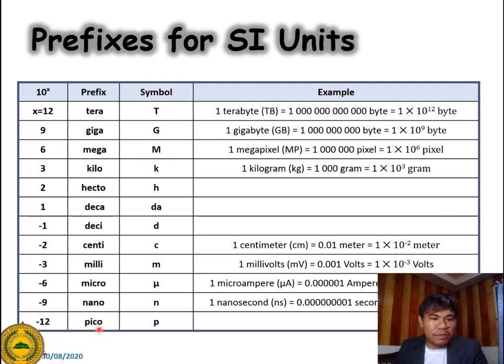And lastly, we also have pico. So pico is times 10 to the -12, and we denote it by lowercase p. So that's the unit prefixes. Every time we encounter them, we remember all these things.